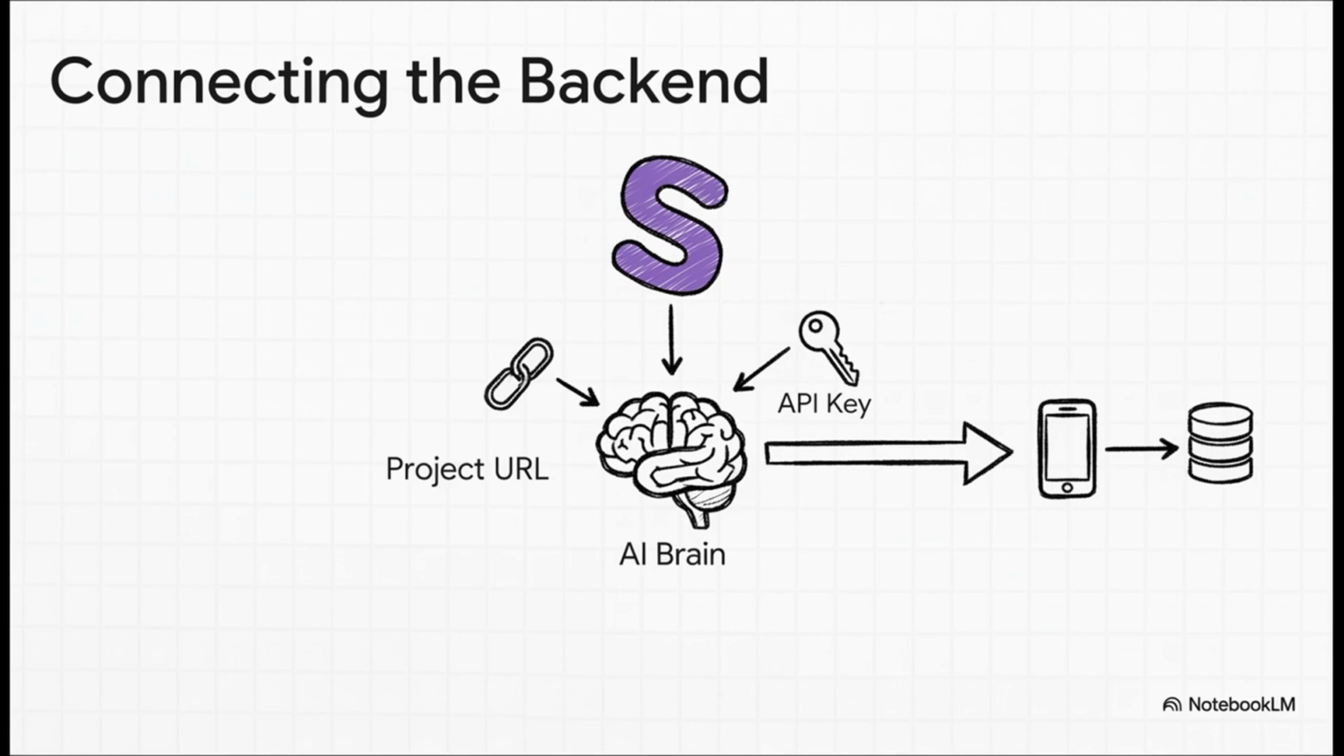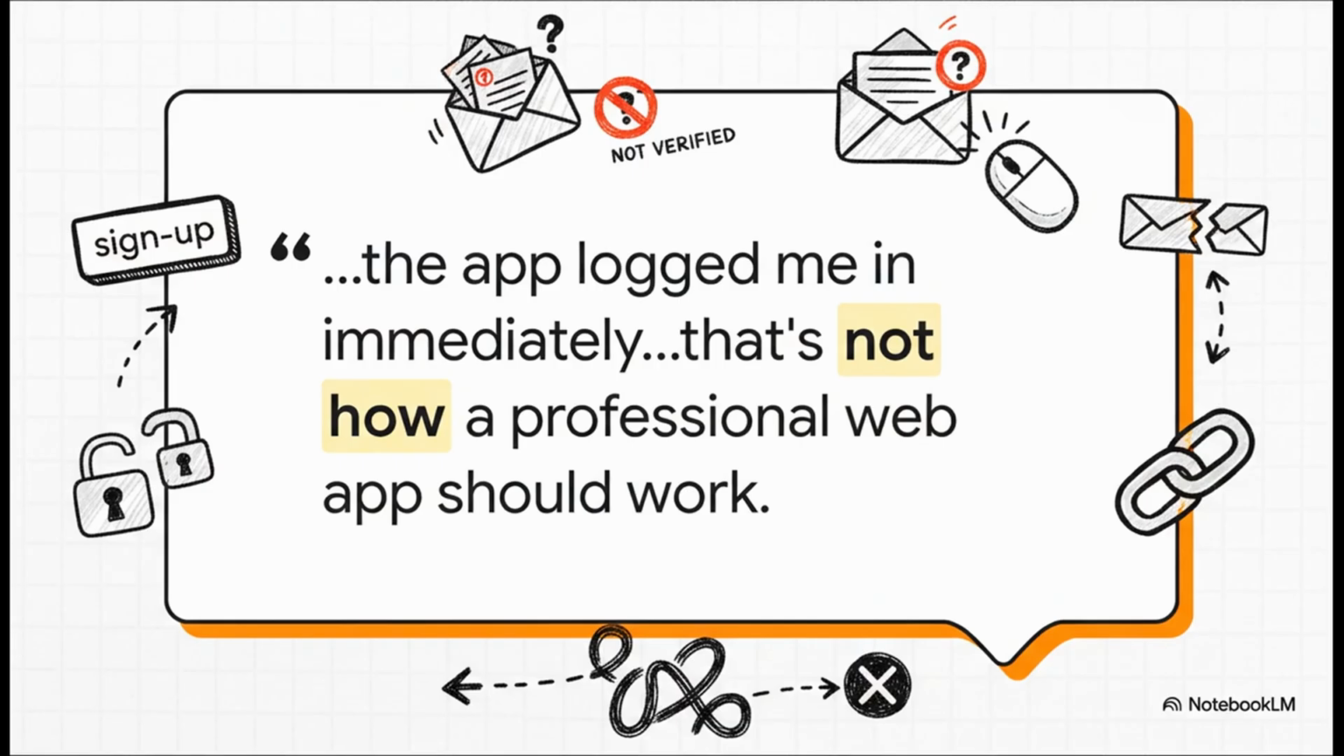You literally just grab 2 little pieces of information, the project's URL, which is its address, and a special password called an API key. You feed those 2 things to an AI, and it literally writes the code to connect our app's front end to this super powerful back end. It's amazing. But the AI's first attempt wasn't quite perfect. It created a sign-up process with a pretty big security hole. A user could sign up and get logged in instantly without ever actually verifying that their email was real. And as the developer in our source material points out, that is a huge no-no for any professional app.